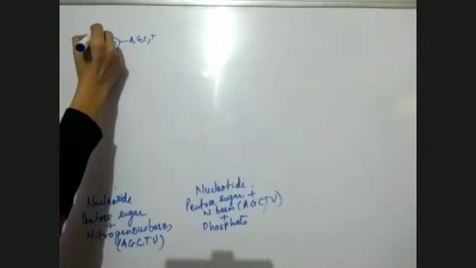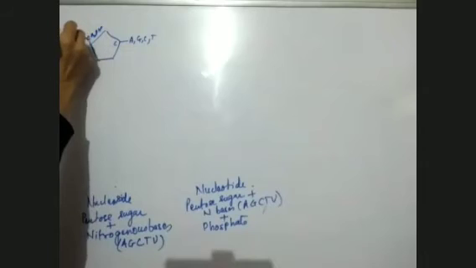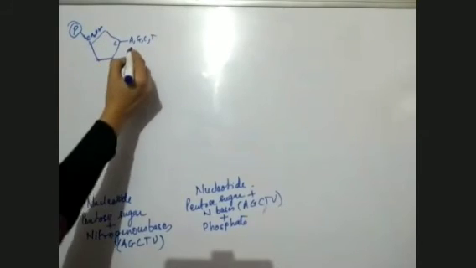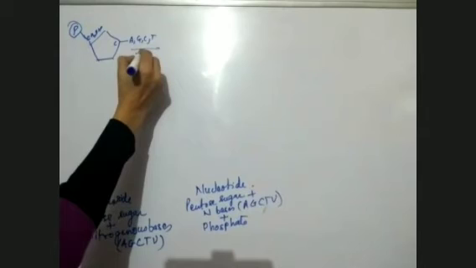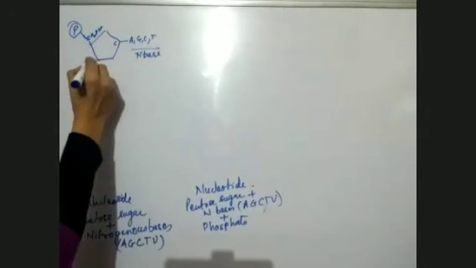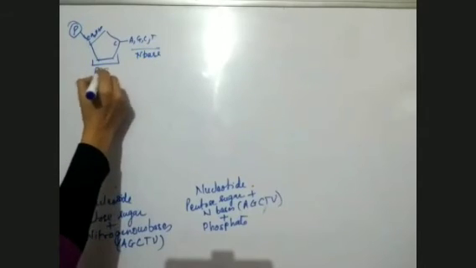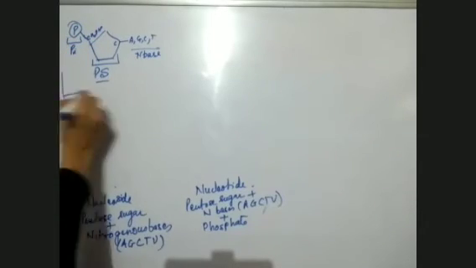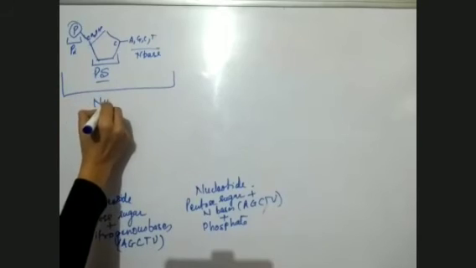CH2OH. This is the fifth carbon. To this fifth carbon is attached the phosphate. And because of the presence of nitrogenous base, pentose sugar, and the phosphate, this is inorganic phosphate, this becomes a nucleotide.